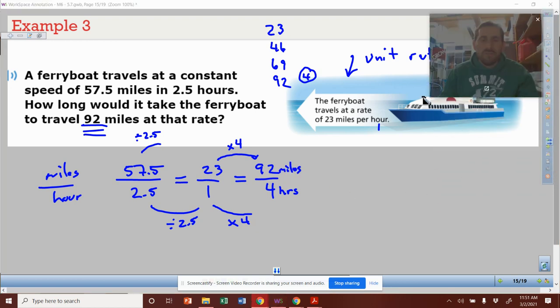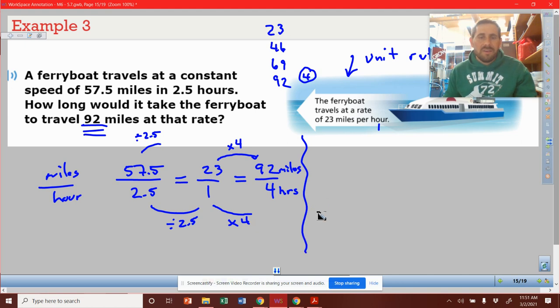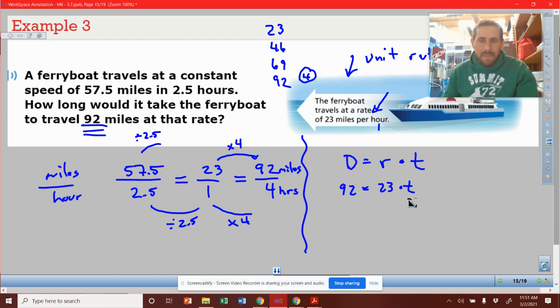Okay? So I told you we'd look at this problem in two different ways. Another way to look at this problem is understanding an equation that you all may have seen in science, but distance equals our rate times our time. So the distance we wanted to go was 92 miles. Our rate is our unit rate, which is 23 miles per hour. Our time is what we don't know.